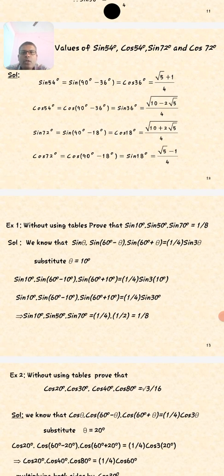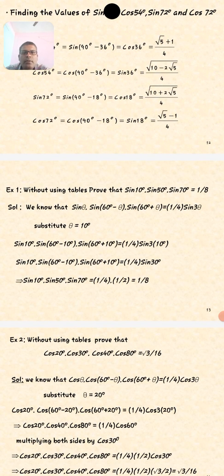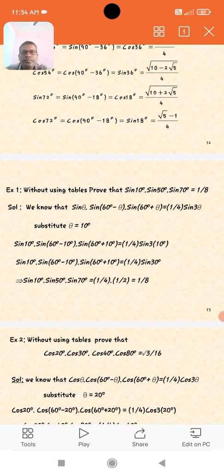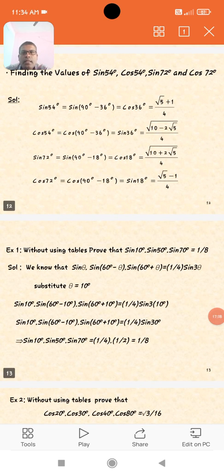The same way, cos 72 degrees is there. Cos of 90 minus 18. We get sin 18. Sin 18 value is what? Root 5 minus 1 by 4. Okay. So here we find the sin 54 value is equal to cos 36 value. That is also equal to root 5 plus 1 by 4. Cos 54 value is equal to sin 36 value. That is equal to square root of 10 minus 2 root 5 by 4.